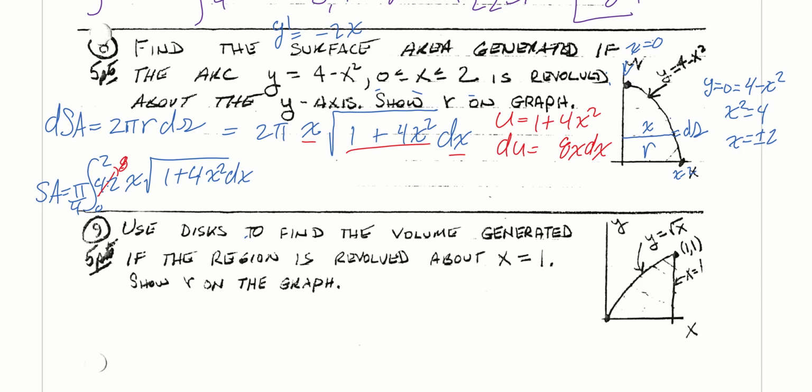So now I have my du, my u, I'll underline it twice. So I have a u to the 1/2, and now I can integrate that. So it will be pi over 4 times 1 plus 4x squared to the 3/2. Make sure you divide by that 3/2, so 2/3 here, from 0 to 2. So you would cancel this out to 2, so you have pi over 6.